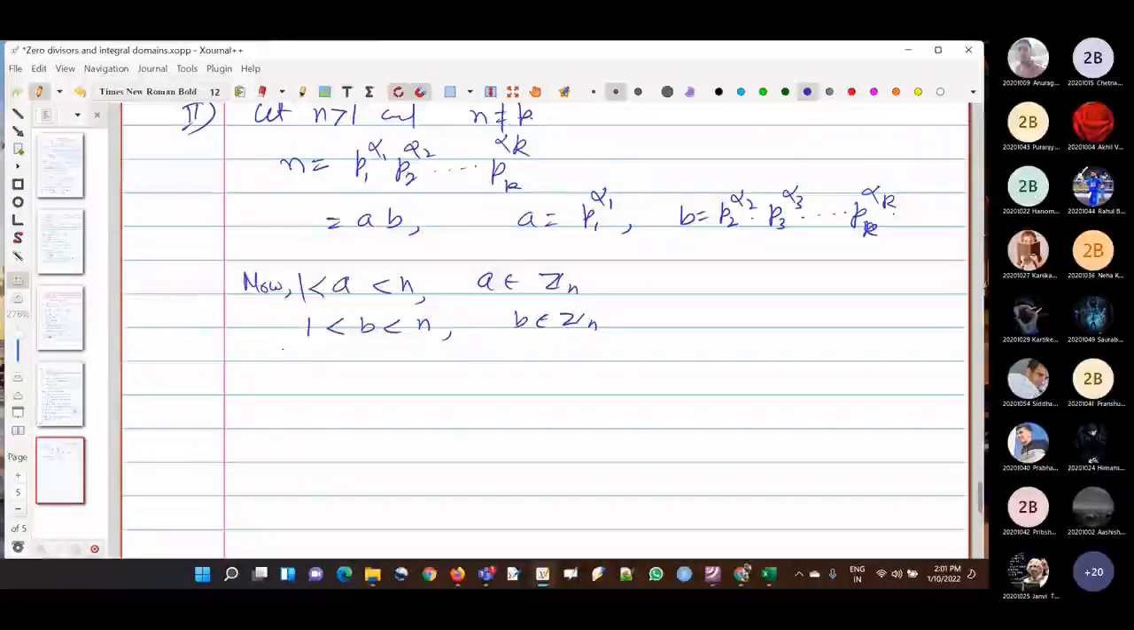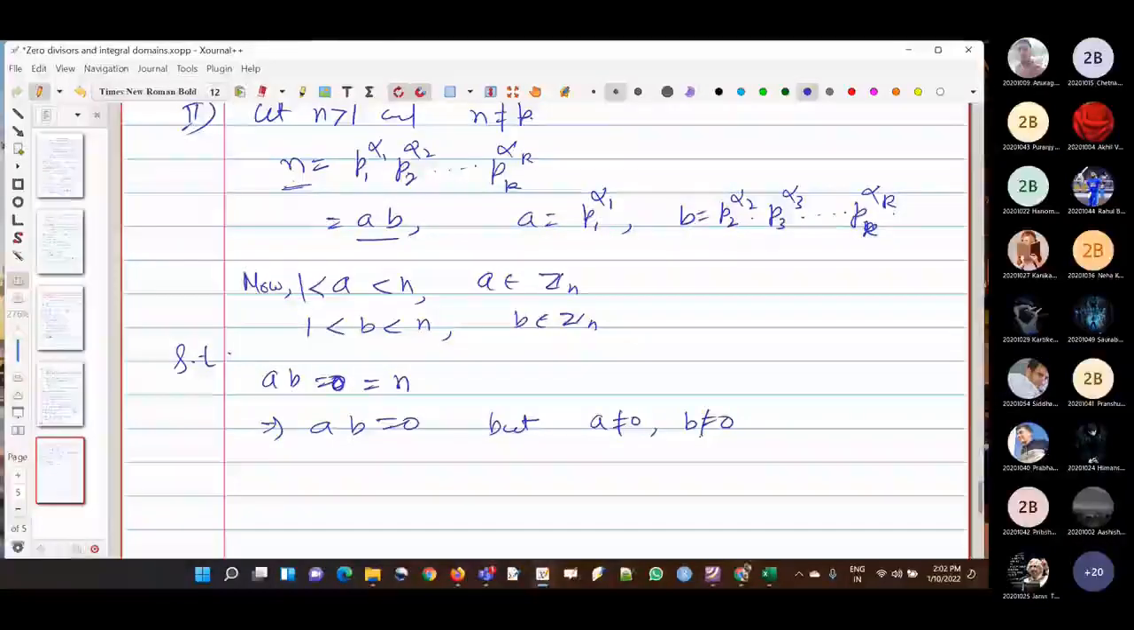Fine. If ab equals n, their product is n, and n is nothing but 0 in Zn. So ab equals 0. But what we have considered is that neither a is 0 nor b is 0.